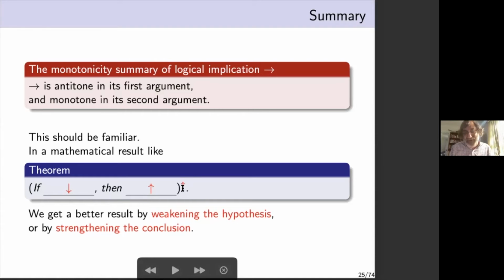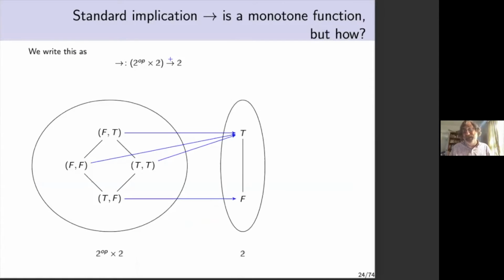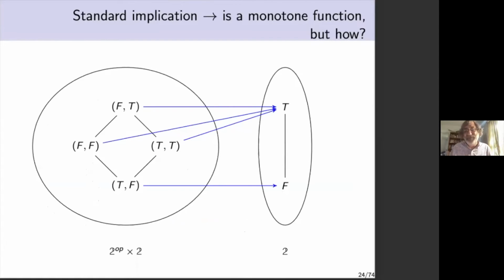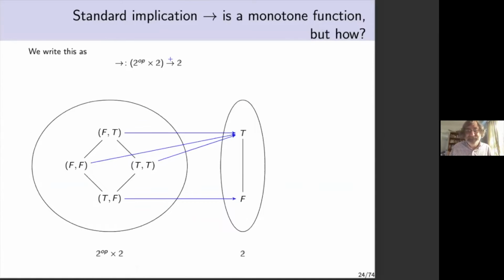So the point about better is this arrow here. And what this says is that if you make the antecedent of a conditional weaker or the consequent stronger, you get a stronger conditional. And all that comes out of this picture here. That's what it is.